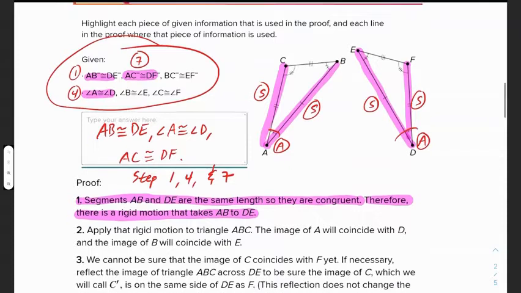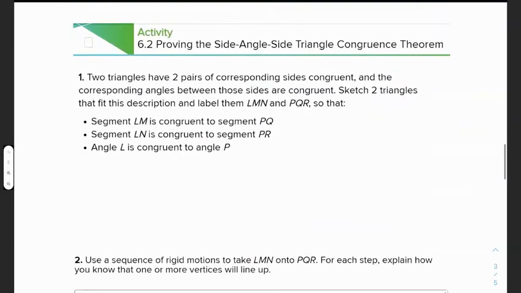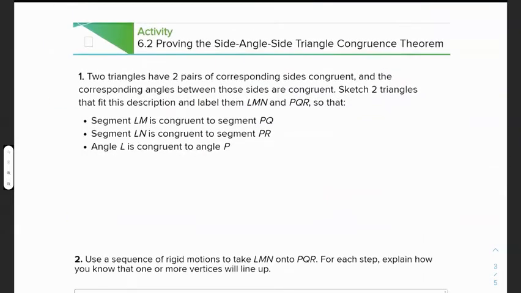All right. So moving on to activity 6.2. And they're talking about two triangles that have two pairs of corresponding sides. And it looks like it's a sketch. Let me take a look here. So proving the side angle side triangle. So we're proving, again, the side angle side triangle congruence theorem.